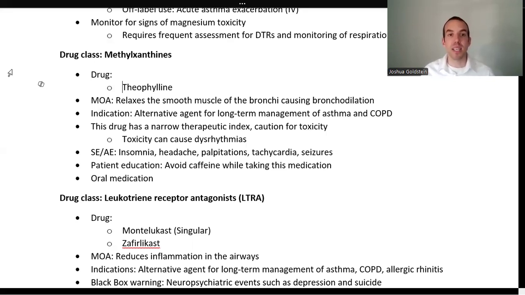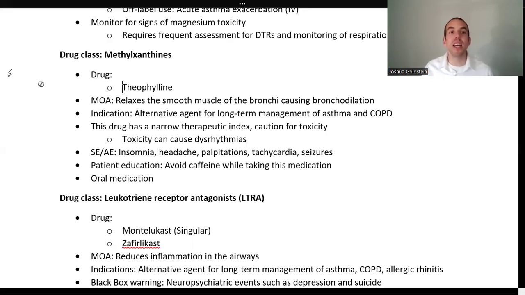Let's move on to methylxanthines. Methylxanthines is one of the most commonly used drugs on the planet. Why? Because caffeine is a methylxanthine. So the drug that we're going to talk about is theophylline. Theophylline is not used a whole lot. Why? Because it is the same drug class as caffeine, so it has all the caffeine side effects.